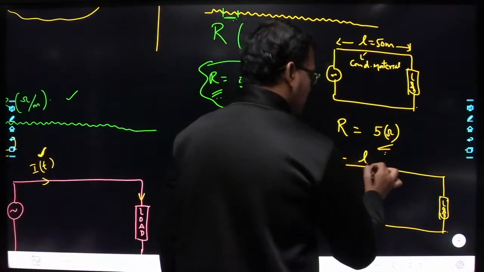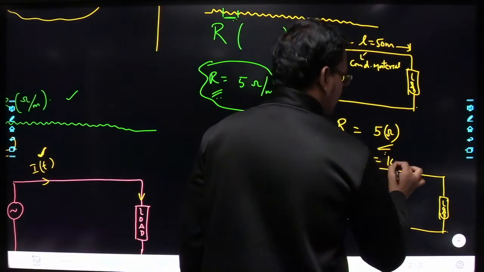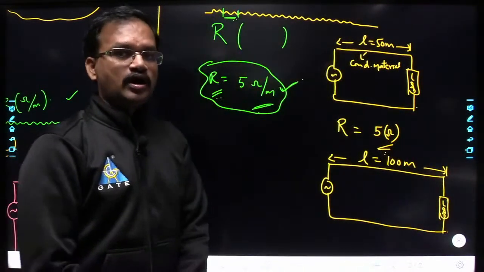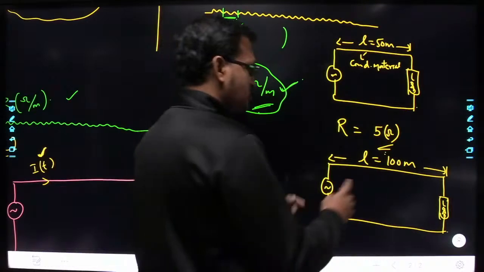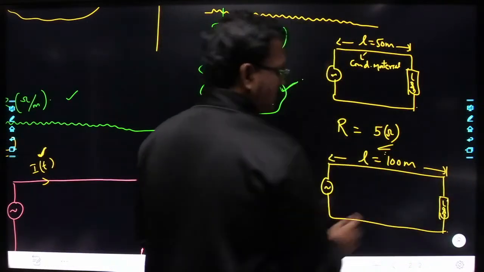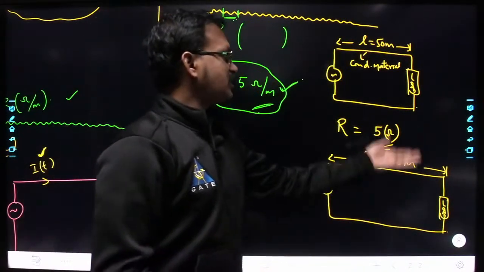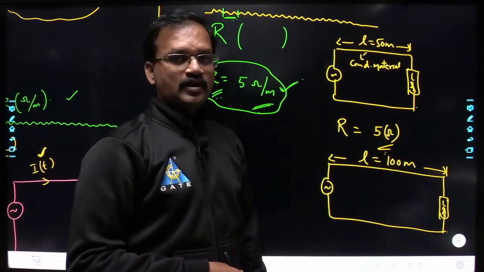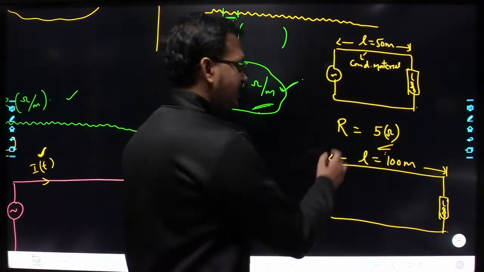Here, let us consider L is equal to 100 meters. So now, if I change the length here, then what will happen? The resistance offered by this conducting material will also change or not? Yes or no? See, I am defining the resistance.